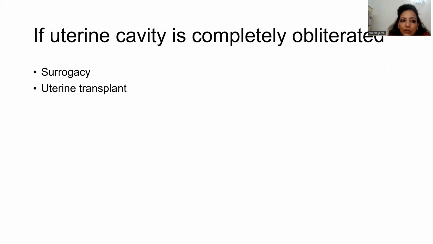she can go for either surrogacy or, in extreme cases, uterine transplant, which is not only costly, but a very intricate surgery requiring a lot of expertise. Not many cases have been done, but yes, cases have been done successfully, and it's a beautiful surgery to look at. So Asherman syndrome, basically treatment, you first see where the adhesions are.